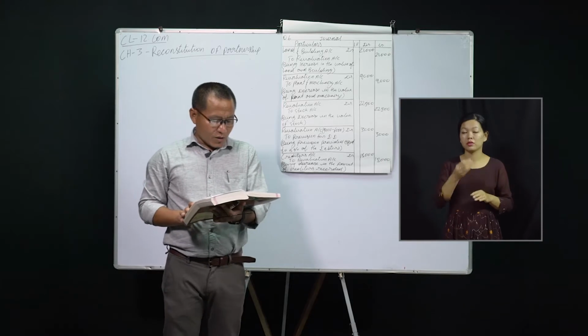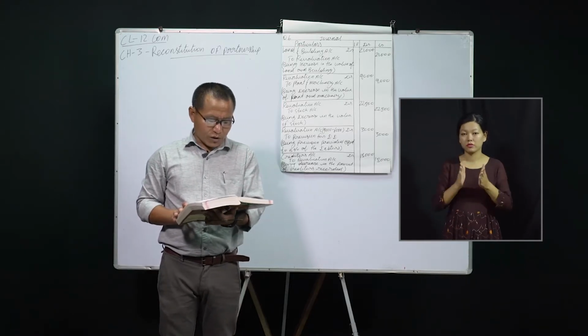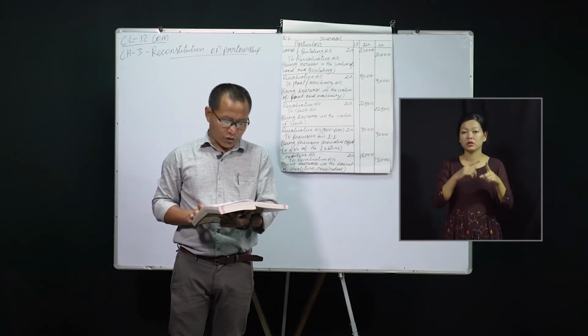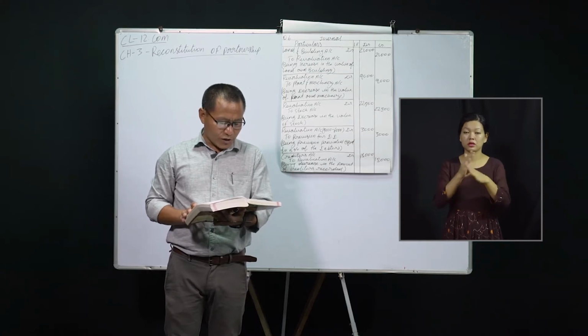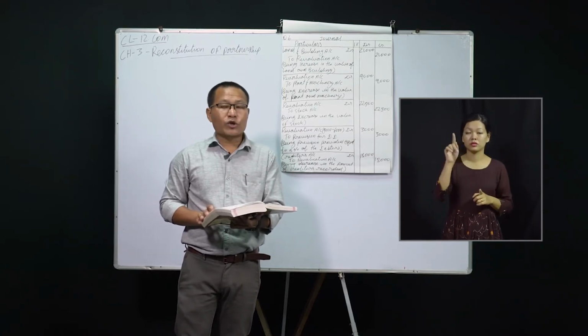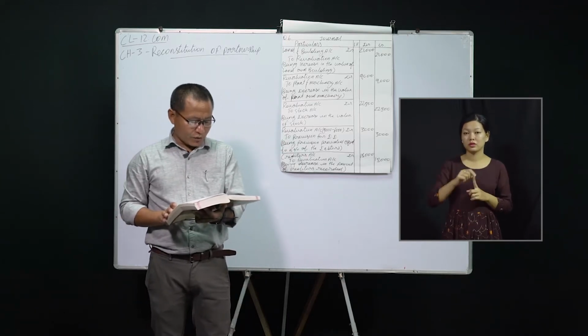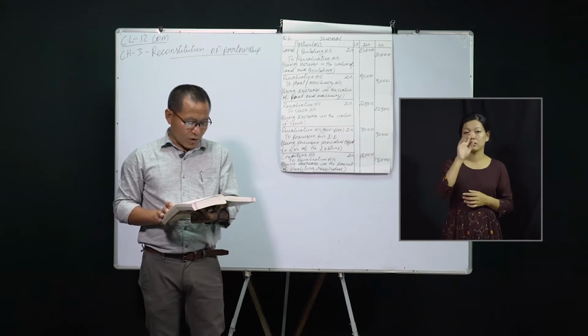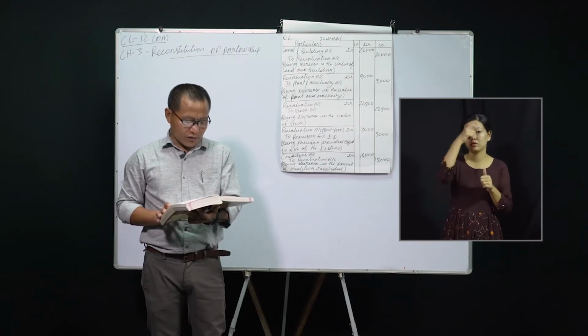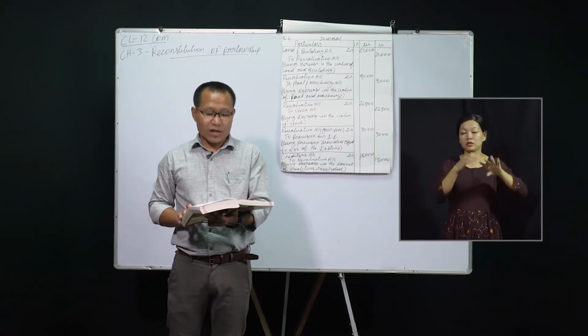X, Y and Z, who are presently sharing profits and losses in the ratio of 5:3:2, decide to share future profit and losses in the ratio of 2:3:5 with effect from 1st April 2014. An extract of their balance sheet as at 31st March 2014 is as follows.